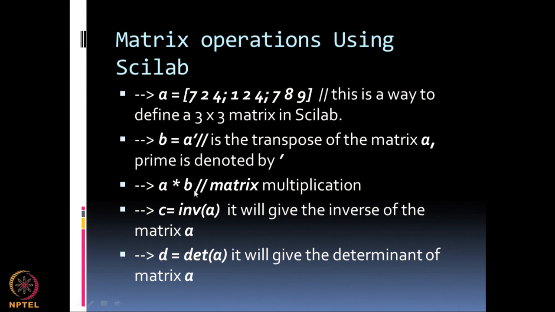Now, if I want the inverse of the matrix A, C equal to inverse A, it will give the inverse of the matrix A. Now, you see what is my problem here, okay? C equal to inverse A, and if I say it will give the inverse, it will give an error because there are no slashes here. So, I should have put 2 slashes here because this is a comment: C equal to inverse A slash slash, it will give the inverse of the matrix, that would be a comment. Now, if I want the determinant, D equal to determinant of A, it will give the determinant.